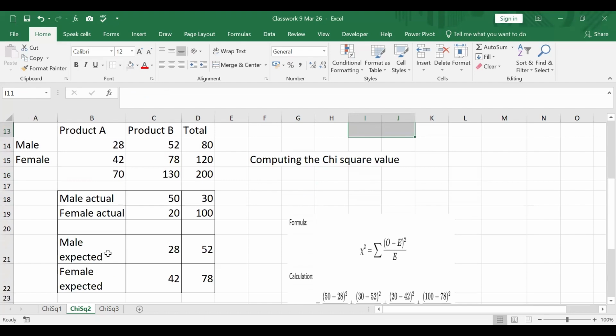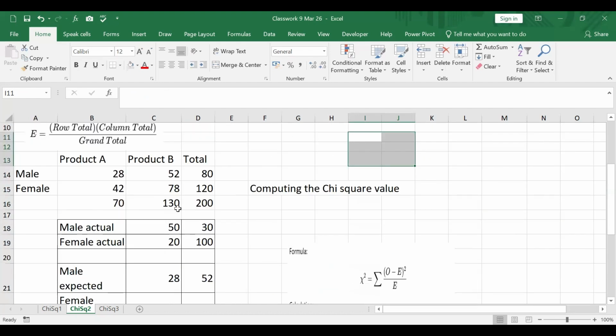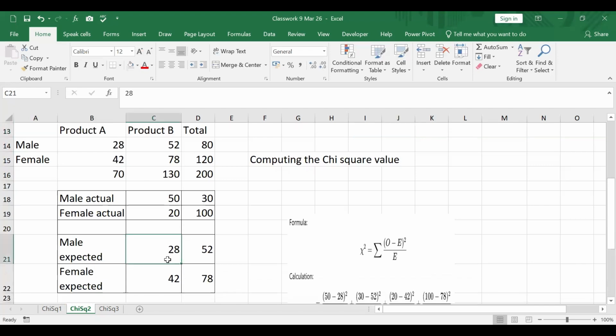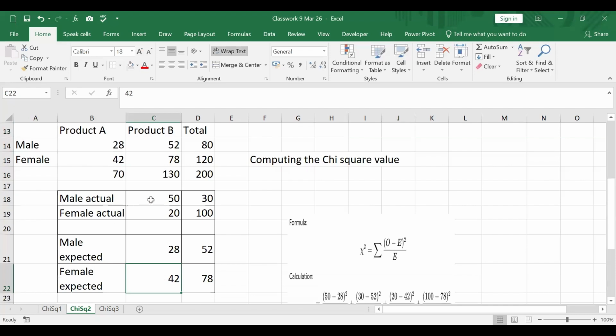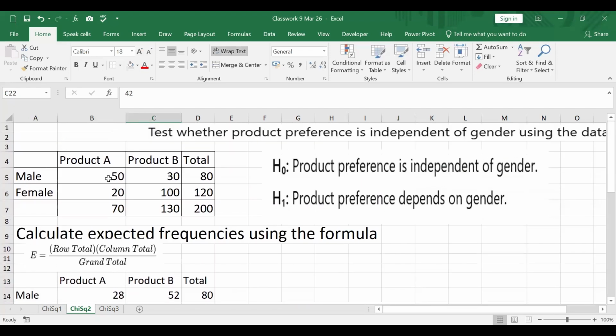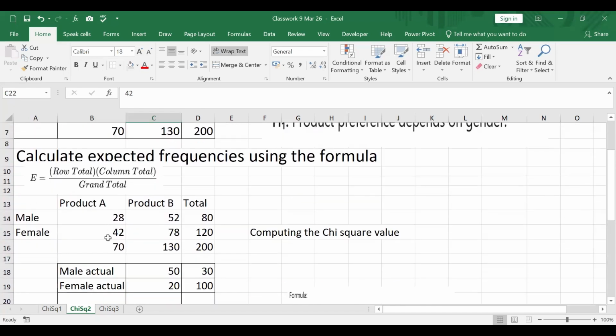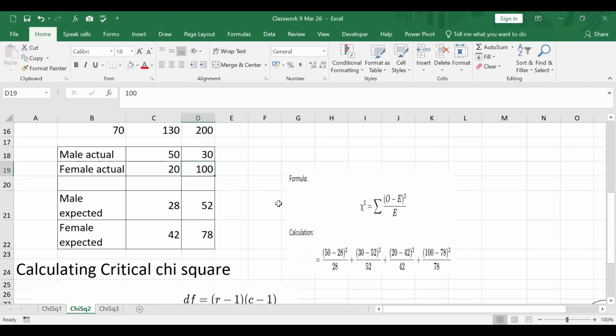So male expected is 28 and 42, and female expected is 42 and 78. Actual: 50, 30, 20, 70. Now the same thing can be done here for each male actual, male expected.